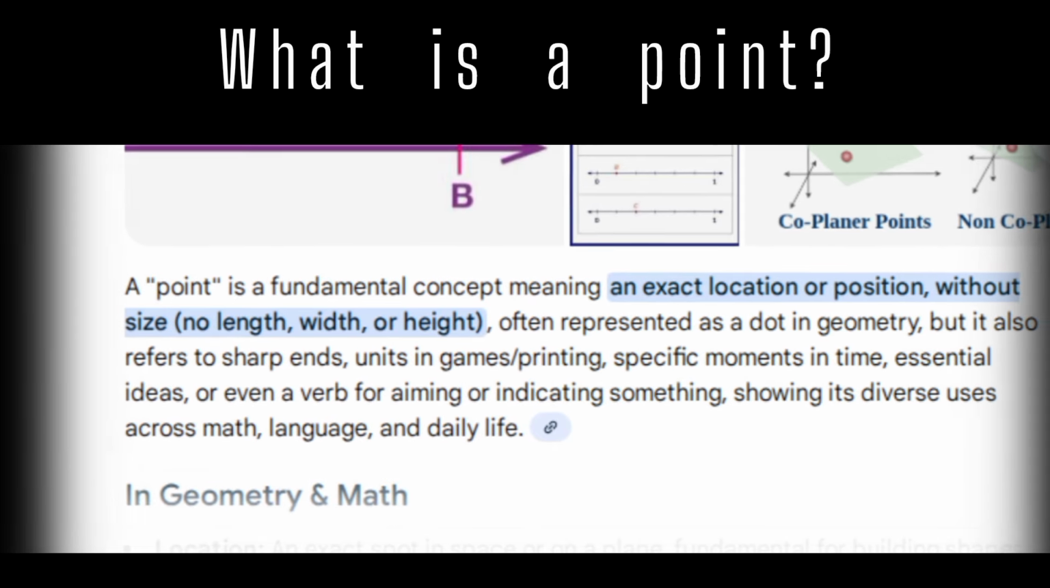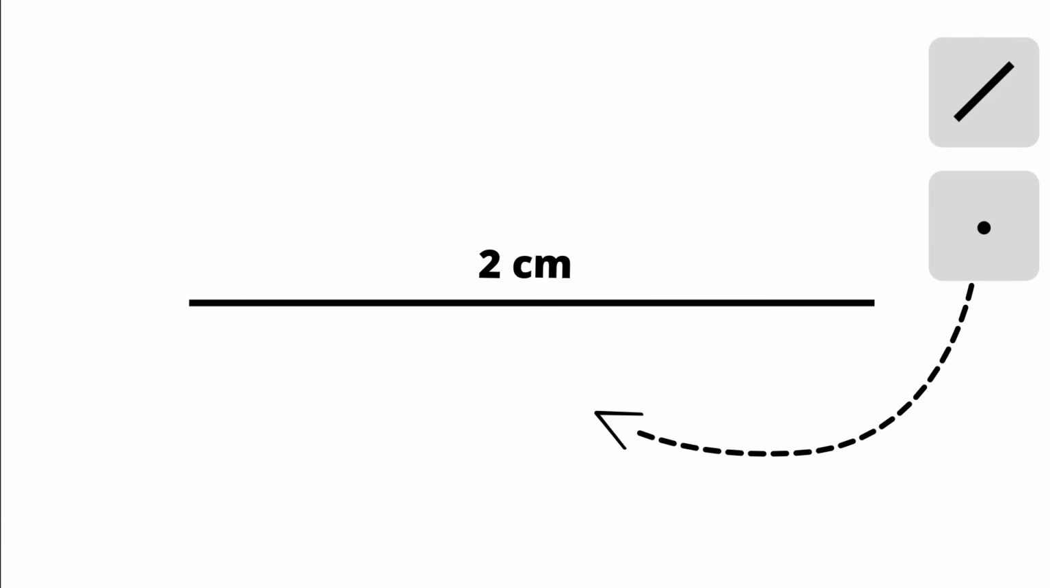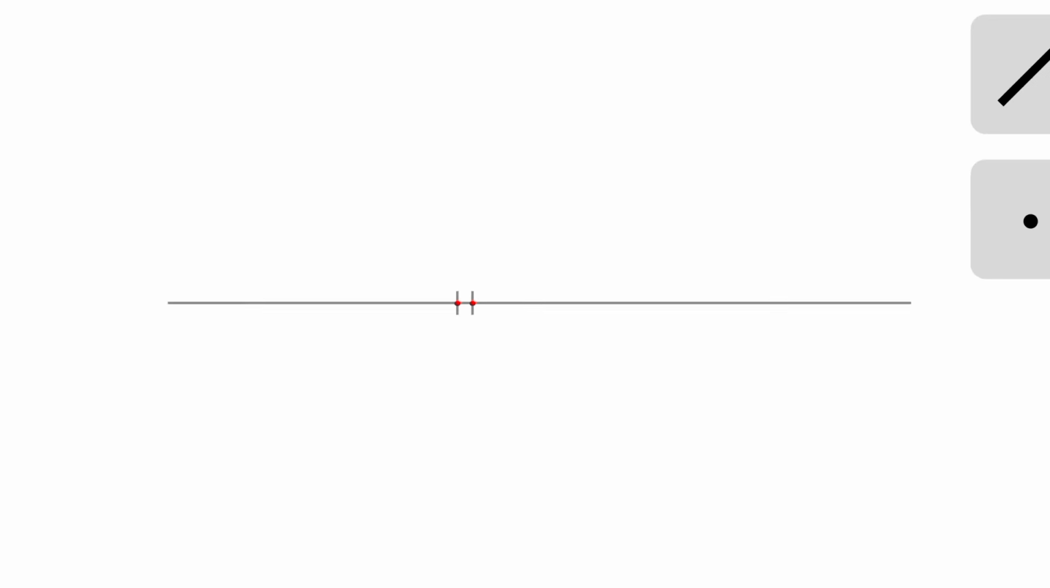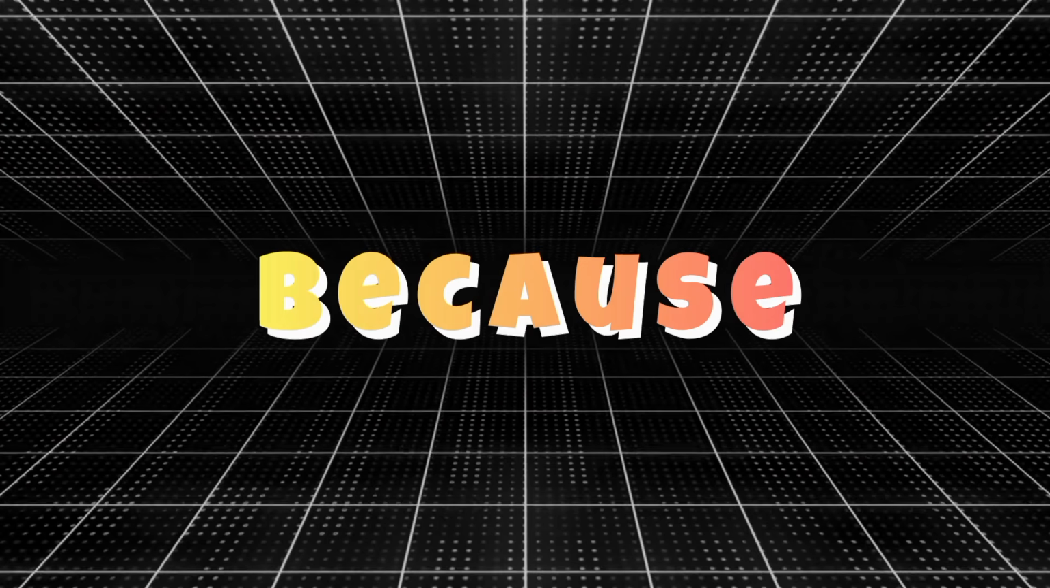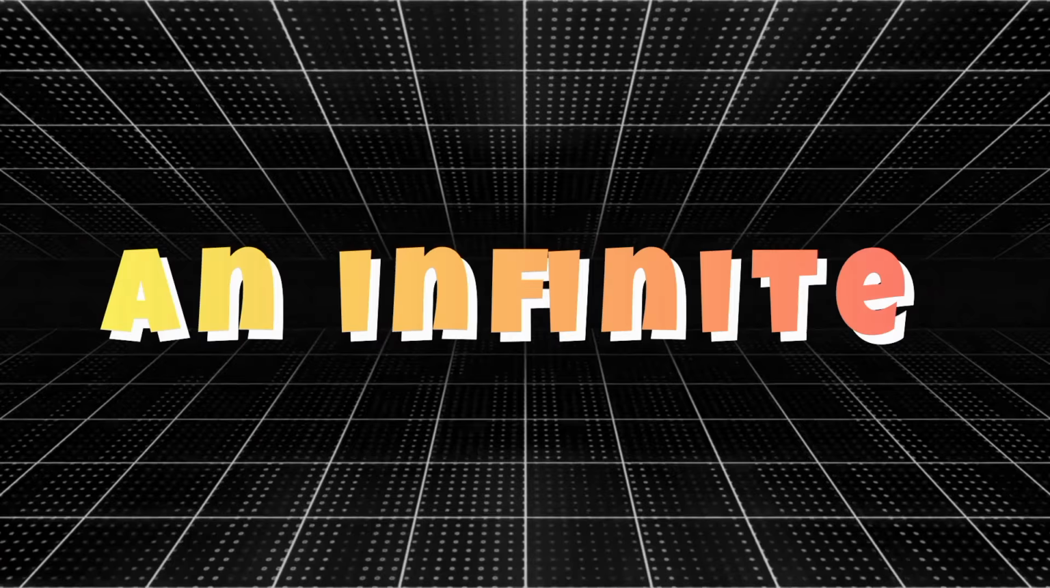What is a point? In geometry, a point has no width, no height, and no depth. It has zero size. If you have a 2 centimeter line, how many of these zero size points can you fit in? Well, if you pick any 2 points, no matter how close they are, you can always find a third point right in the middle, and then another between those two. This is called the density property. Because you can do this forever, every line segment contains an infinite number of points.